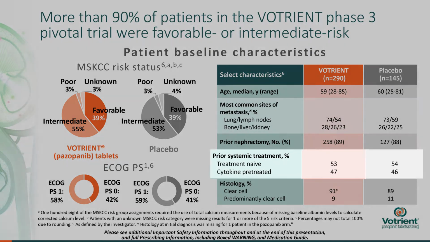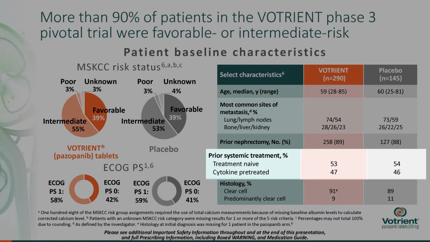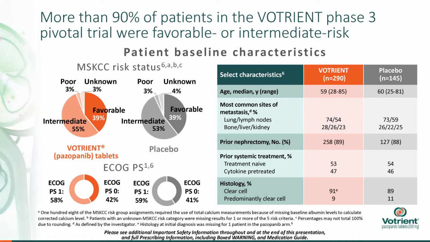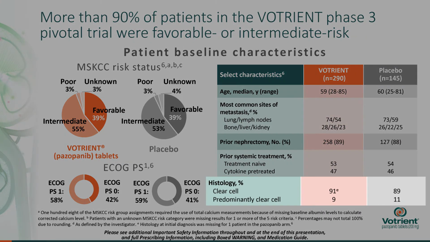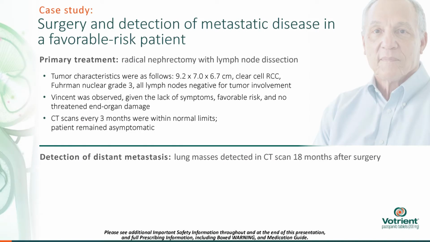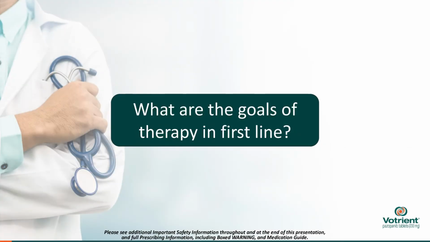About half of the patients were frontline or treatment naive, and the other half were pre-treated with cytokine-based therapy, in which the majority had received interferon-based treatment. Similar proportions of patients in each arm had prior nephrectomy, and all patients had clear cell histology or predominantly clear cell histology. So going back to our case study of radical nephrectomy followed by a presentation of metastatic disease, this patient has favorable risk because he presented 18 months after surgery with lung metastases. So, what are the goals of therapy in the frontline setting?